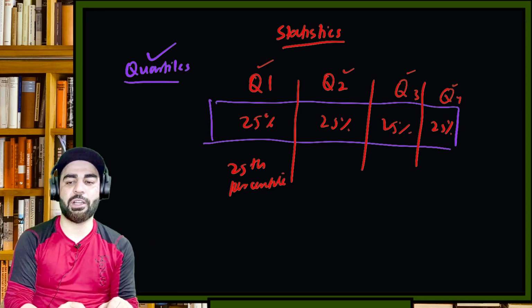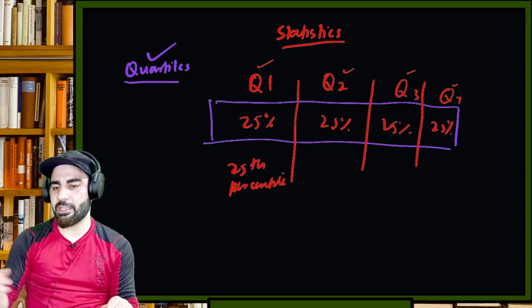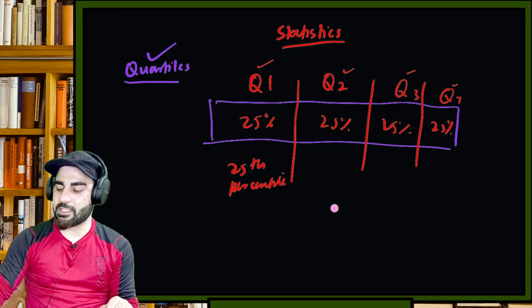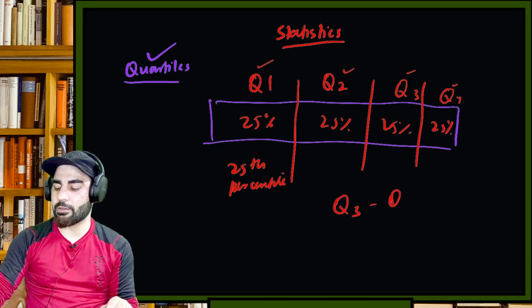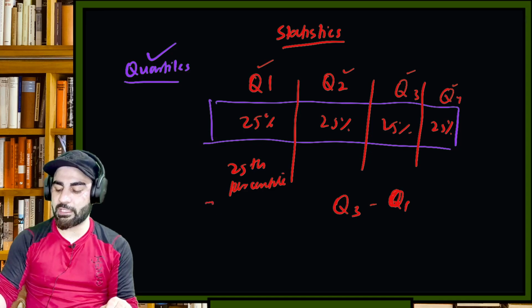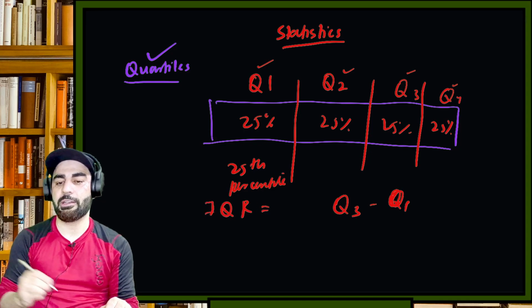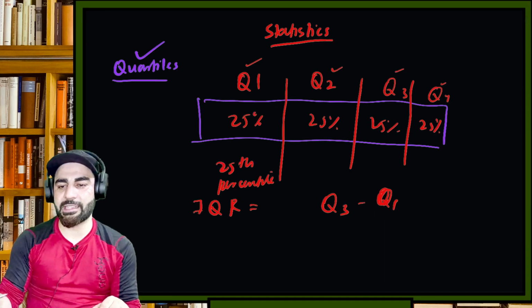Then there is something called the interquartile range. The interquartile range is the difference between Q3 and Q1, the difference between these quartiles. This is called the interquartile range, IQR. All of these will be seen. So let me take an example.